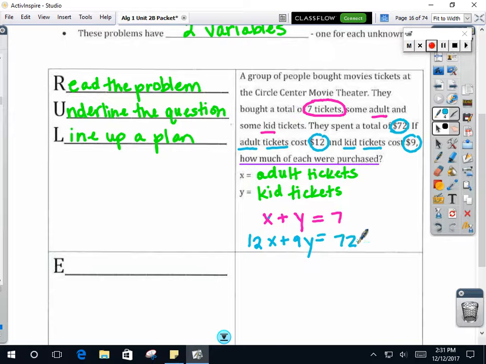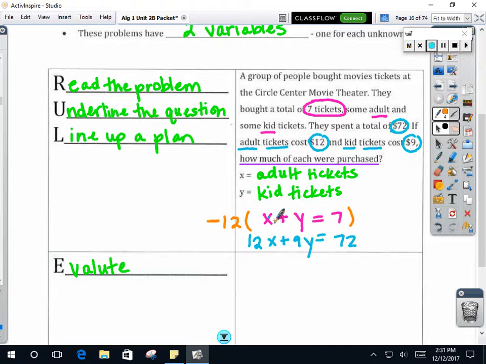If the total money spent was $72, then this is the equation that the money needs to be attached to the ticket. The adult tickets were 12, the kid tickets were 9. Okay, now the next step in RULES is evaluate, which is the same thing as solve. To be able to solve this system, we're going to use elimination. Is there currently a variable that's ready to eliminate? No. What could you do to make that happen? Okay, or -9, whichever one you want to do.